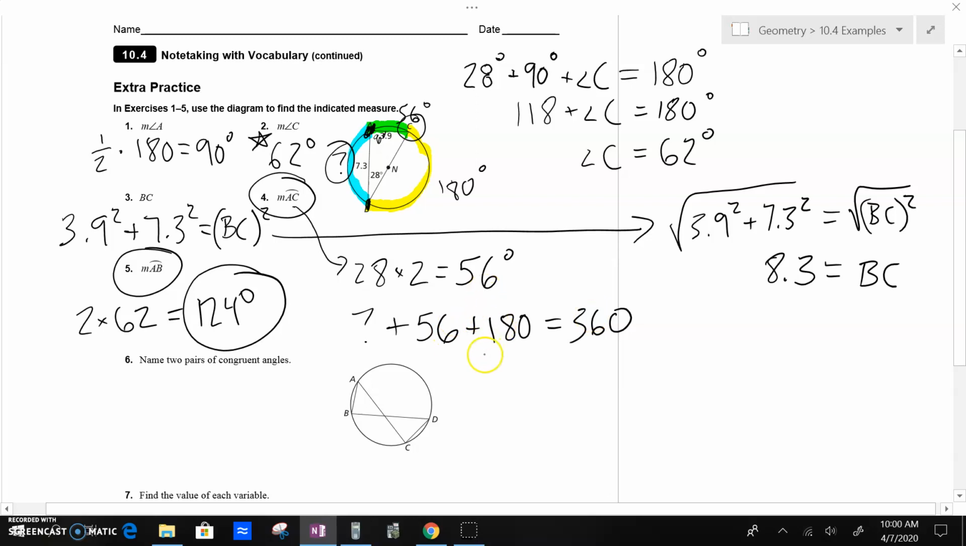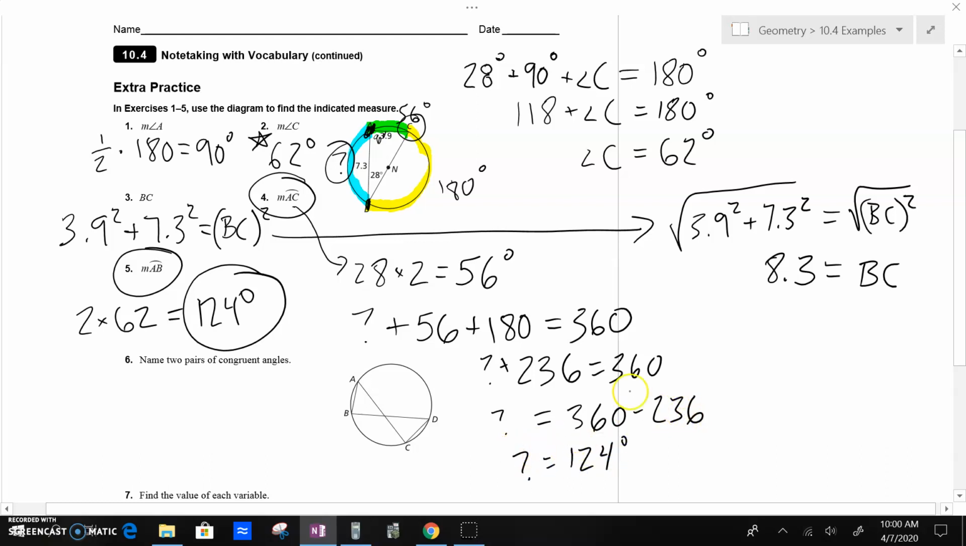Well, 56 and 180, we can add those together. That would be 236. And then we're going to take 236 and subtract that from 360. Well, 360 minus 236 is 124, which is what we found using the inscribed angle method. But that's a cool result, and that should be how this works. The different ideas within the circle should all overlap and get you the same set of answers. So those are questions 1 through 5.